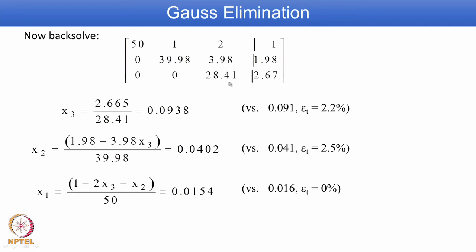So, the last row is 28.41 into x 3 equal to 2.67. So, if you perform, you get the value as 0.0938. We compare this against the exact value, that is 0.091, and the error is approximately 2.2%. We do the back substitution. So, the second row will give you the x 2 value and the first row will give you the x 1 value as shown here, and the corresponding deviation percentage with respect to the true value is also shown here. So, they are within acceptable level, that is 2 to 2.5%.